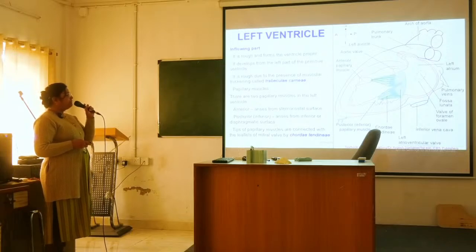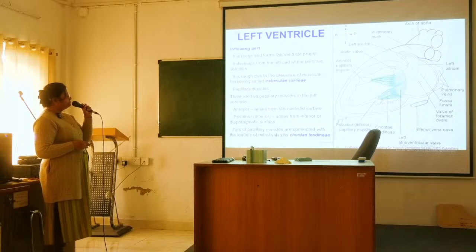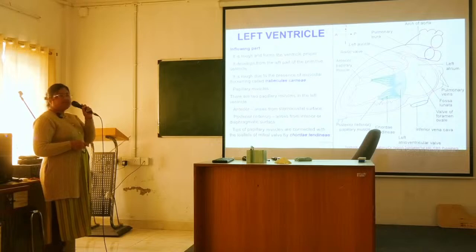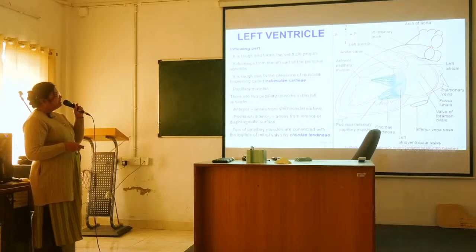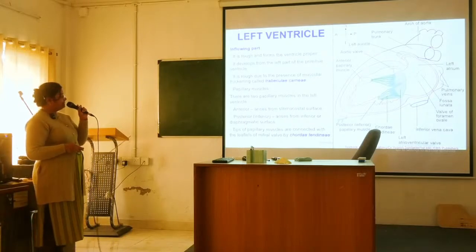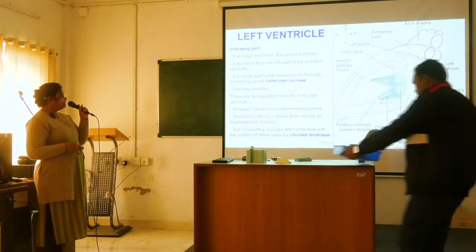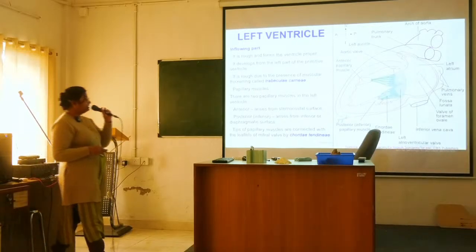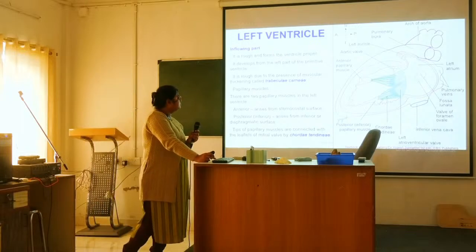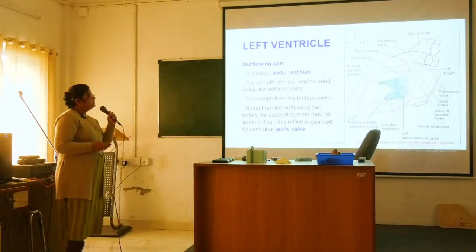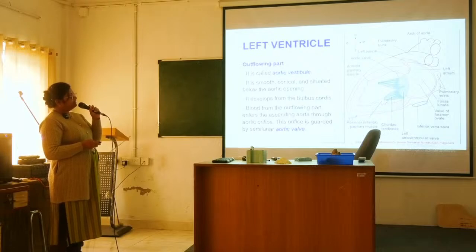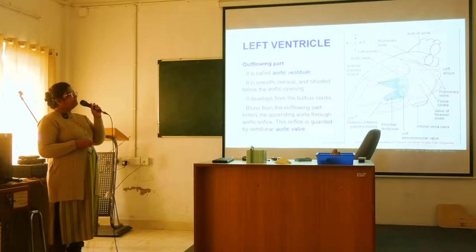There are 2 papillary muscles in the left ventricle. The anterior arises from the sternocostal surface. The posterior or inferior arises from the inferior or diaphragmatic surface. The tips of the papillary muscles are connected with the leaflets of the mitral valve by chordae tendineae. So these are the chordae tendineae, these are the anterior and posterior papillary muscles, and these are the 2 valve cusps of the mitral valve.